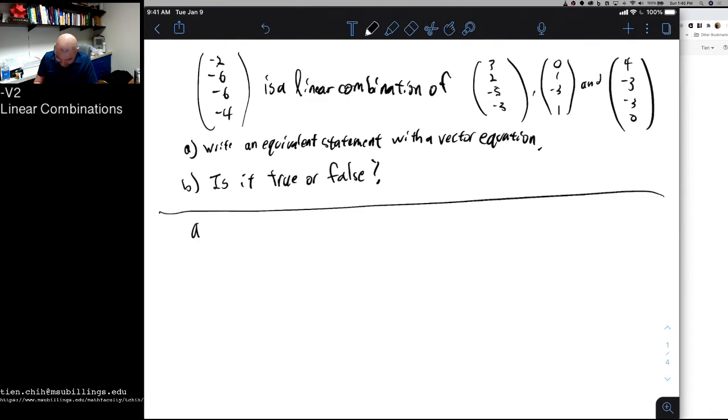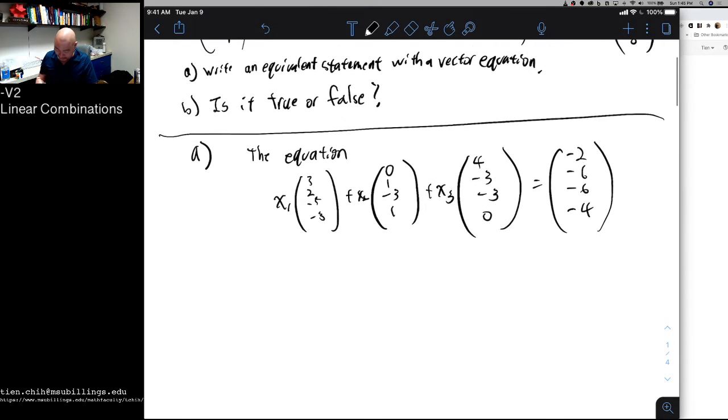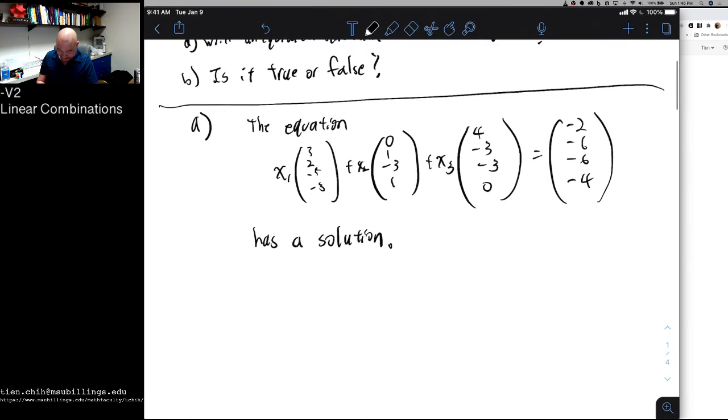So the equivalent statement is the equation, and what this equation is going to look like is x1 times (3, 2, -5, -3) plus x2 times (0, 1, -3, 1) plus x3 times (4, -3, -3, 0), that is somehow equal to (-2, -6, -6, -4). And our claim is that this equation has a solution. At least one solution would be good enough, right? So this doesn't tell us whether or not it's true, but it's what we needed in order to actually answer that question.